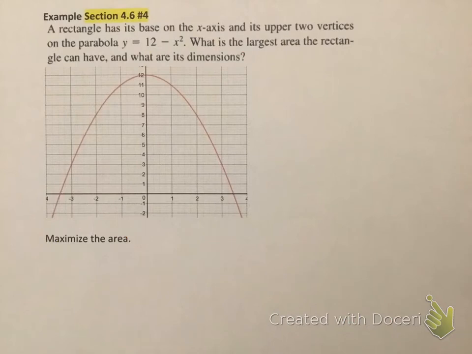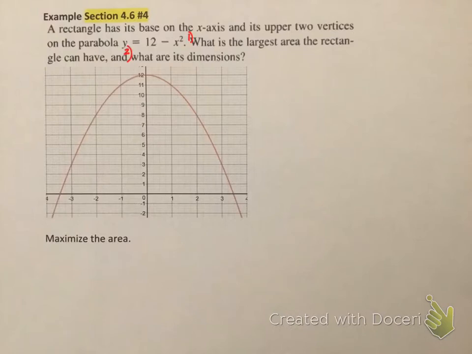All right, next problem. A rectangle has its base on the x-axis and its upper two vertices on the parabola y equals 12 minus x squared. What's the largest area the rectangle can have, and what are its dimensions? All right, please stop the video and read the question at least probably 2 more times.